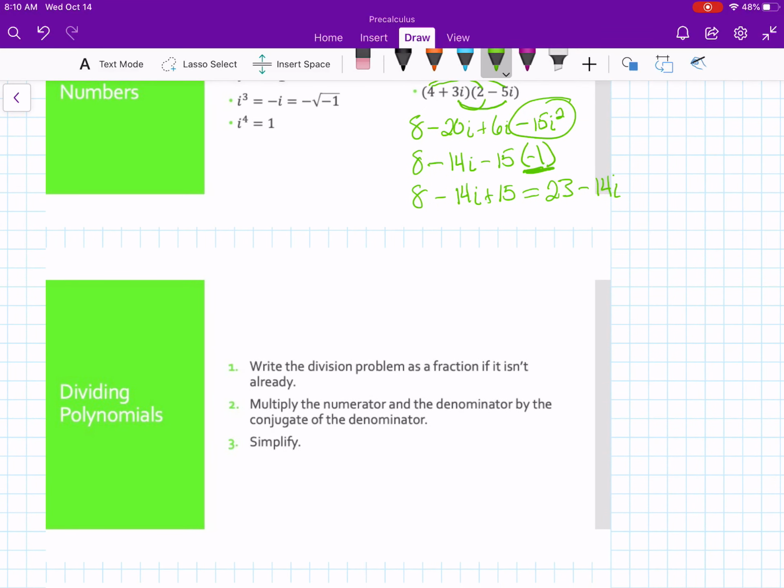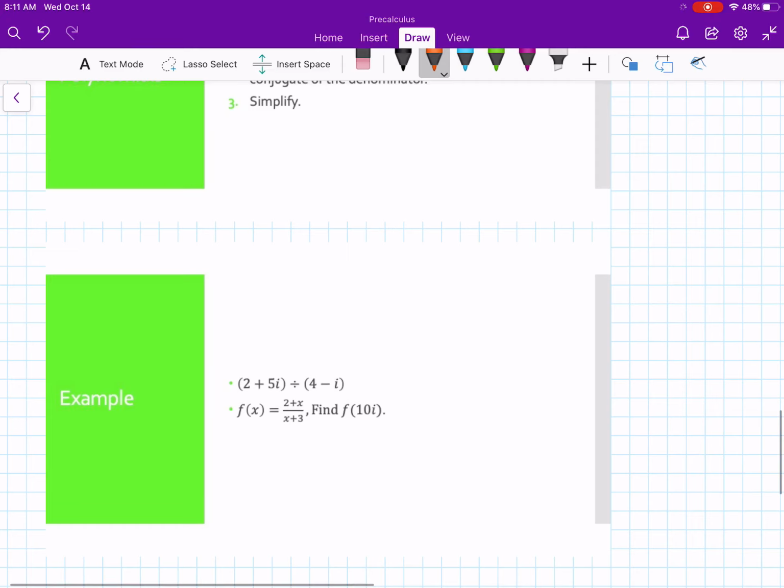So dividing complex numbers, write the division problem as a fraction if it isn't already. And we don't like to have imaginary numbers in the denominator. So we're going to multiply the denominator and the numerator by the conjugate of the denominator and then simplify. If you don't remember what a conjugate is, if we have 3 plus 4i, the conjugate is going to be 3 minus 4i. If we have 6 minus 8i, our conjugate is going to be 6 plus 8i. So to find the conjugate, you just switch the symbol in between the real and the imaginary part.